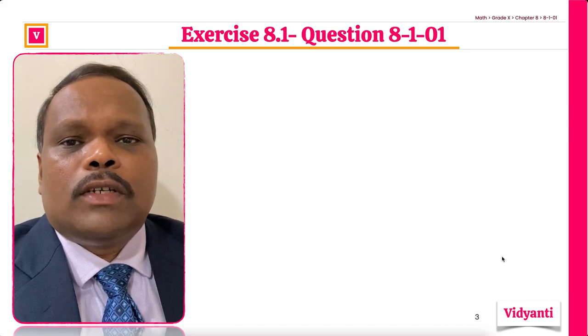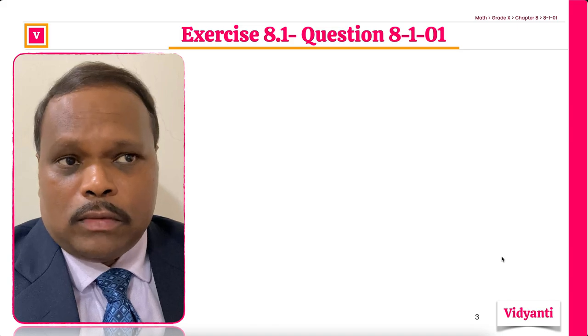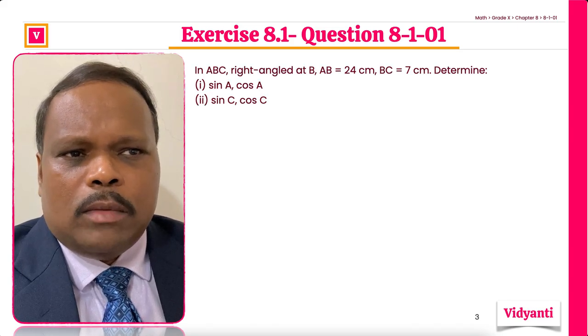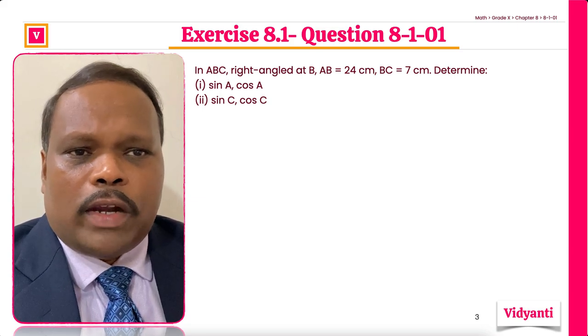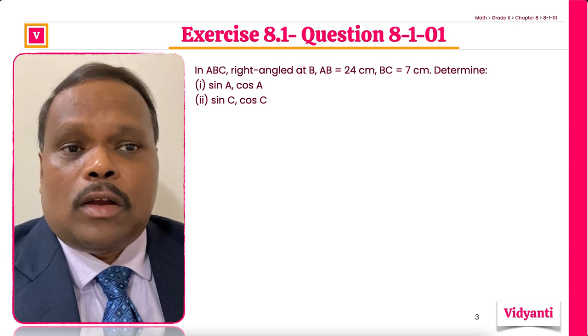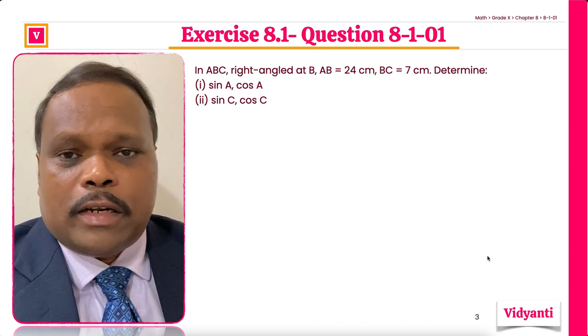So let's begin with the first question, exercise 8.1, which is question 1. In triangle ABC, right angle at B, AB equal to 24 centimeter, BC equal to 7 centimeter, we have to find out sine and cosine of angle A. Similarly, sine and cosine of angle C. So let's construct the triangle really quick.